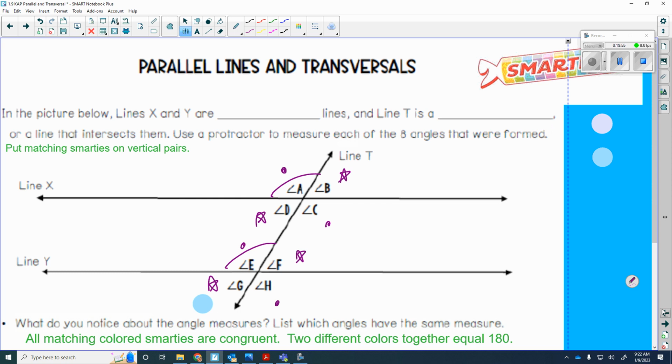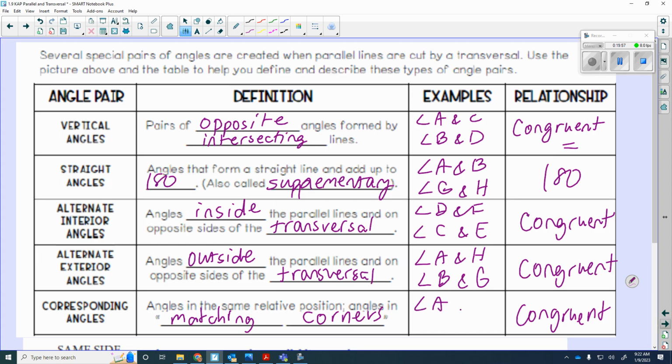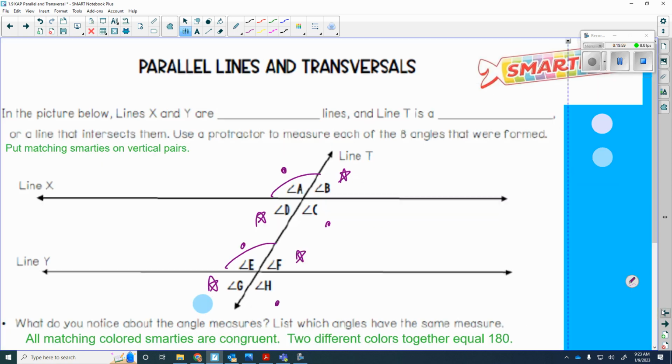So angle A and E. And how about D and G? Good.